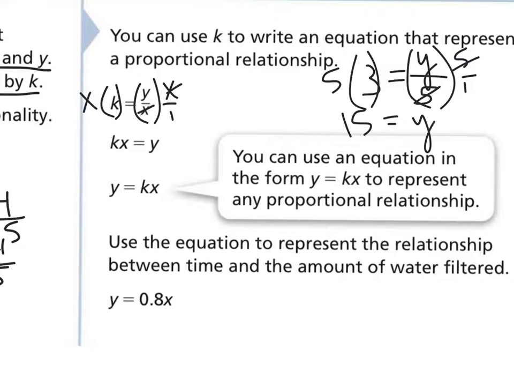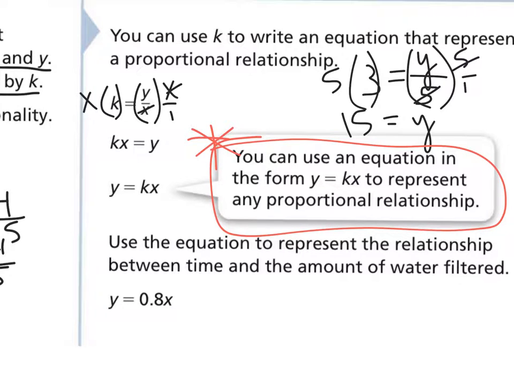Kind of like if you've ever seen a balance scale, a double balance scale. Okay, these things are equal. If we switch what's on the sides that was equal, they're still going to be equal. So this is what we're going to be working with for our equation in this lesson. y equals kx is the equation that represents any proportional relationship. Okay, so that's going to be the equation that we're going to be using.